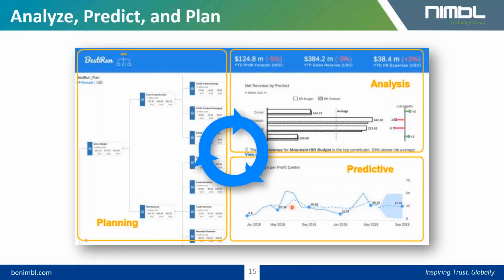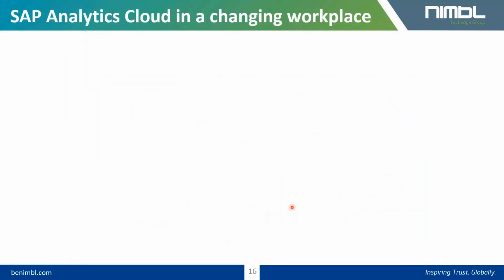And with SAC, where we see at NIMBL some of the strengths is in the ability to close that gap. A lot of eyes start to open when you say, oh, I can plan and predict and analyze all together. That's a key feature. I mentioned before collaboration and working remotely, so let's talk about how those collaborative tools can help you.